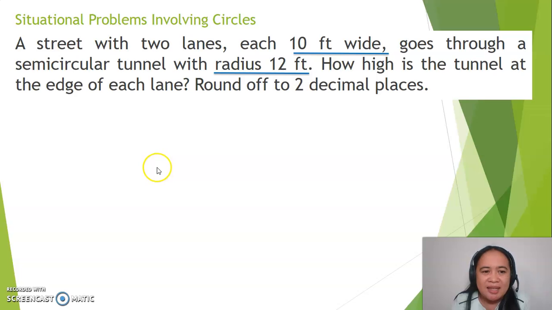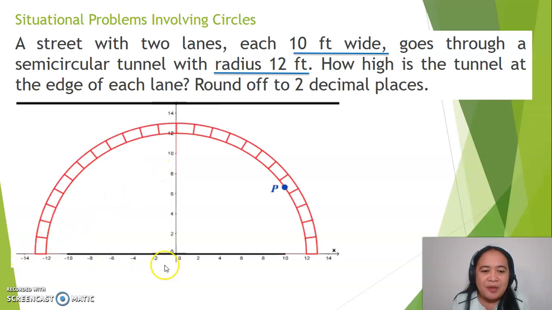So let's sketch that. Sketching that, we will end up with this. Now take note, we have here a semicircular tunnel in which the radius is 12 feet. So from 0, this would be 12, and from 0, it's also 12 here, or since it's going left, negative 12. Now the 10 feet wide, so from the center to one end of the road, that's 10 feet. From the center to the other end of the road, it's also 10 feet.